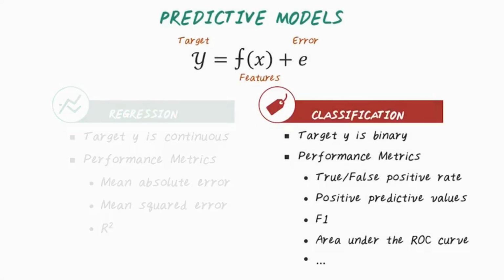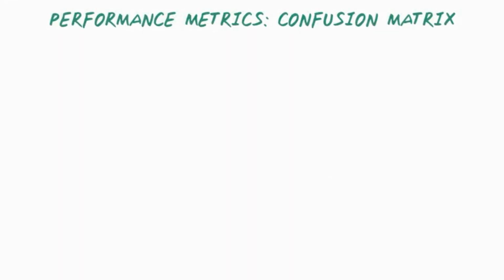Now let's start with performance metrics for a classification problem. In this lesson, we focus on describing metrics for evaluating binary classification problems, for example predicting whether patients would develop heart failure or not. These metrics can be generalized to the setting with multiple classes as well. But in this lesson, we'll focus on the binary setting.